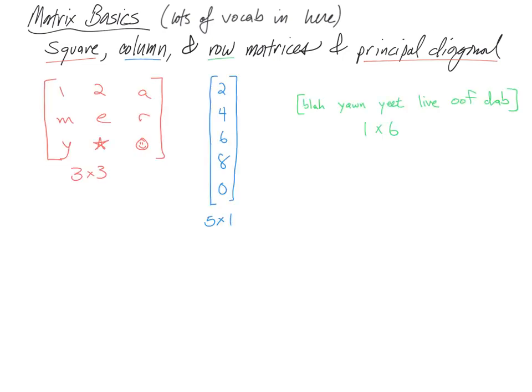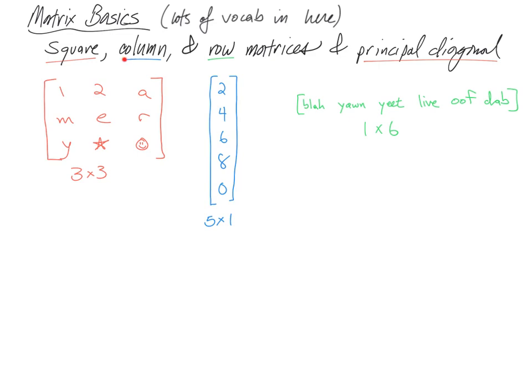So here are examples of each of the types of matrices I've listed up there. The square matrix, no surprise here, it should look like a square. The number of rows should be equal to the number of columns. So any matrix that has an equal number of rows and columns will be a square matrix.